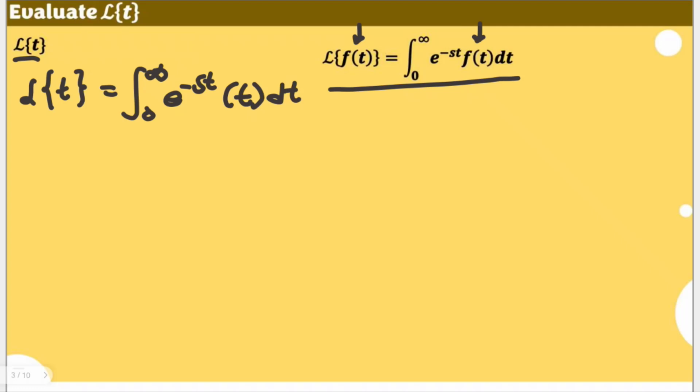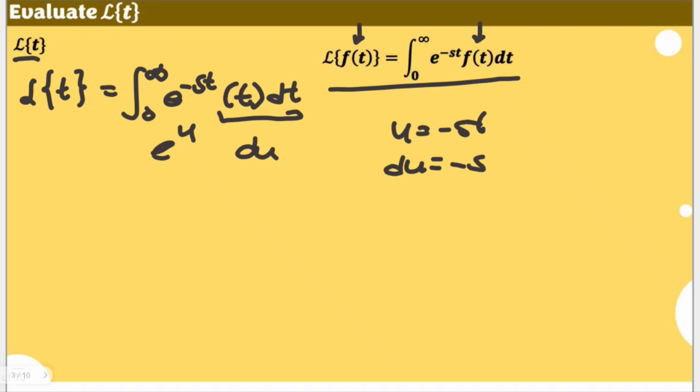However, here we cannot integrate this because this is not the du of e to the power of u. Because if this is e to the power of u, your u is negative st, and the du with respect to t is negative s dt. But you have here t, right? So unlike the previous example for 1, where we added an arbitrary constant s and of course neutralized it with negative 1 over s, here we have the letter t. So we cannot do that. Hence, we are going to integrate this by parts.